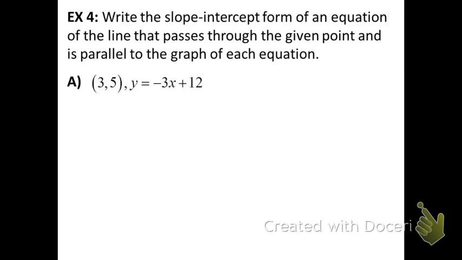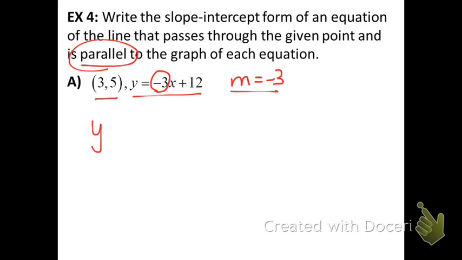Alright, this example asks us to write the slope-intercept form of an equation of a line that passes through the given point and is parallel. Because it's parallel, we know that these are two lines that never intersect and they have the same slope. So you're going to look at the equation that is given and identify the slope. Here we can see that the slope is negative 3.